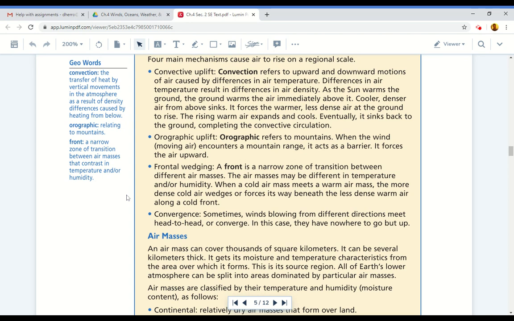Frontal wedging. A front is a narrow zone of transition between different air masses. The air masses may be different in temperature and or humidity. When a cold air mass meets a warm air mass, the more dense cold air wedges or forces its way beneath the less dense warm air along a cold front. Convergence. Sometimes winds blowing from different directions meet head-to-head, or converge. In this case, they have nowhere to go but up.